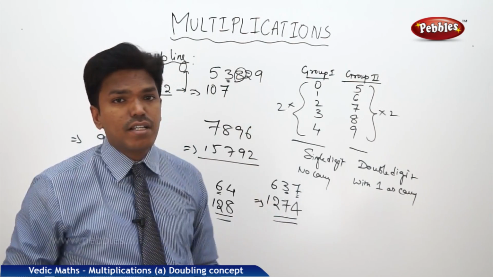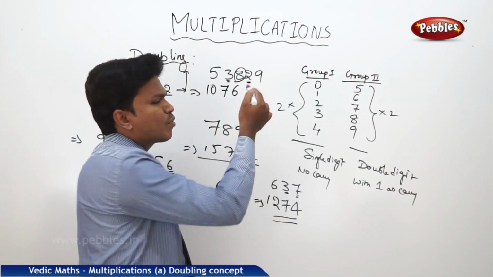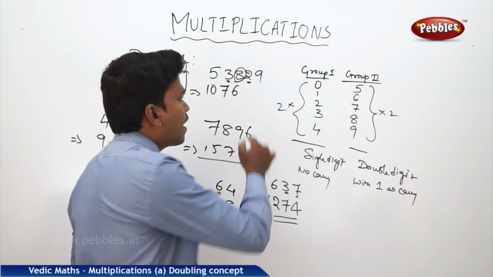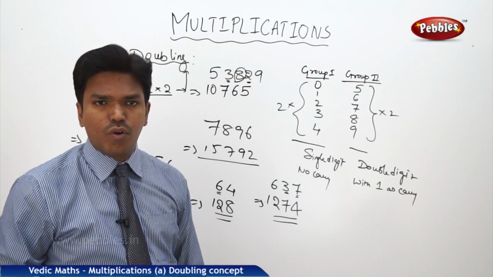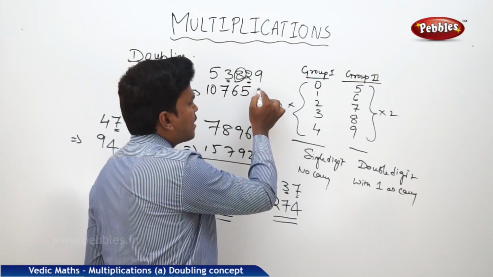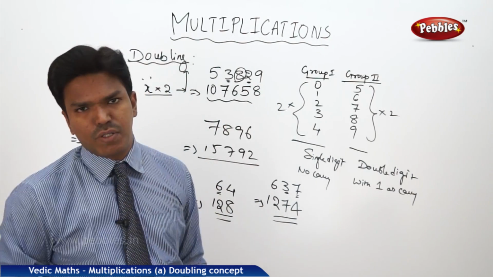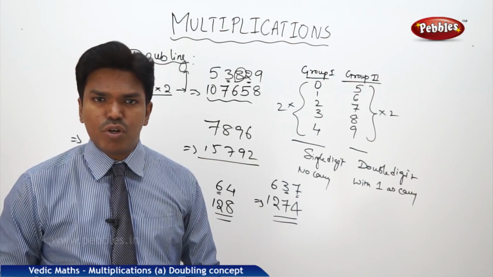Now what is 2 8s are 16? 6. But it is 6 only. Why? Because next number is group 1. Now what is 2 2s? 4. But 5. Why? Because the last number is group 2. Now what is 2 9s? 18. Lastly it will be 8 only. Why? Because there is no further number. Okay, like this we can do the doubling concept as fast as possible.